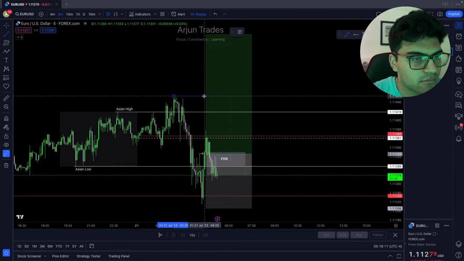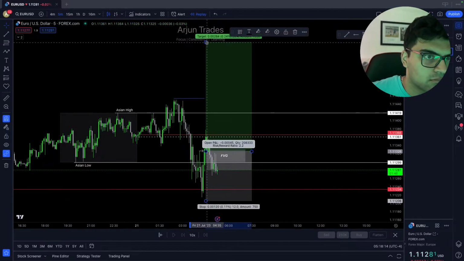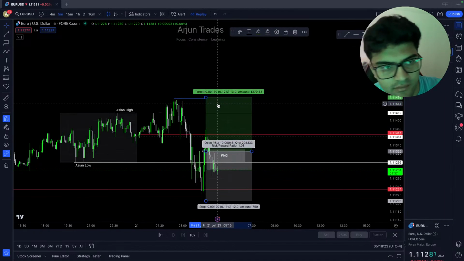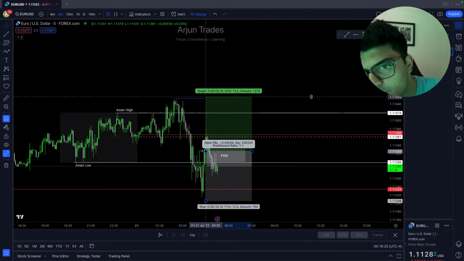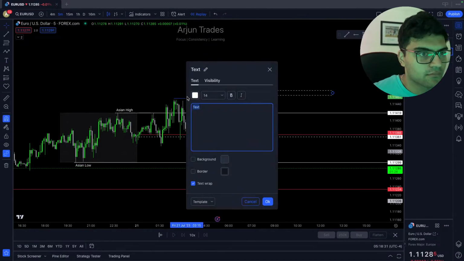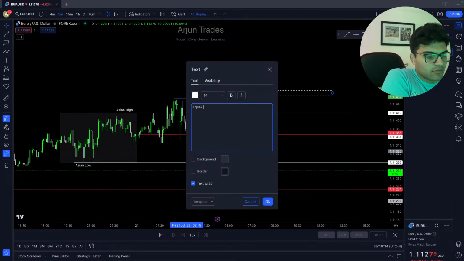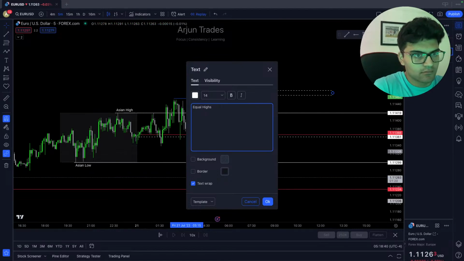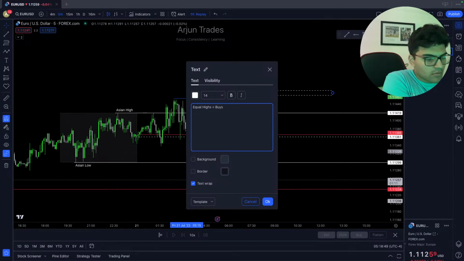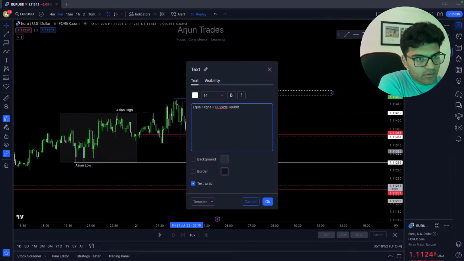Just label that 1.08. Literally at the equal highs, that's my take profit. A bit above actually. So there, literally there. Equal highs, equals buy side liquidity.